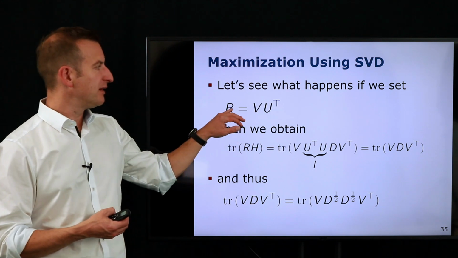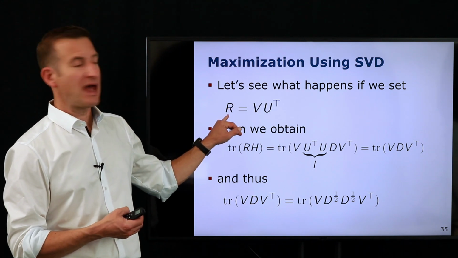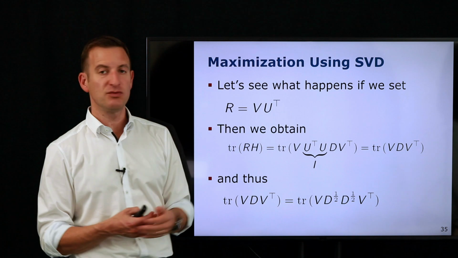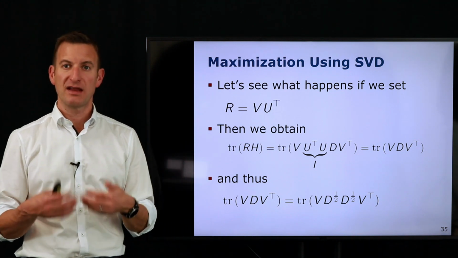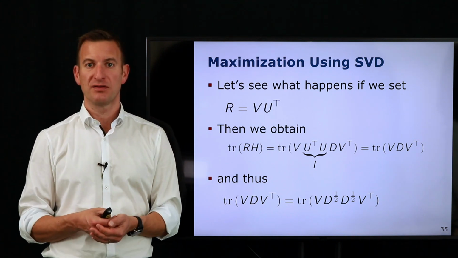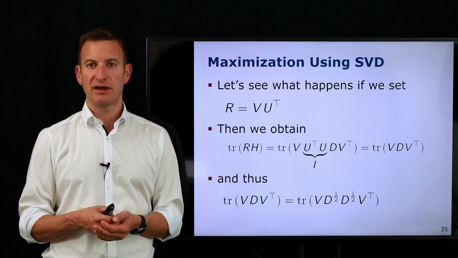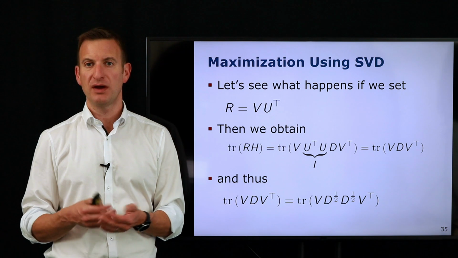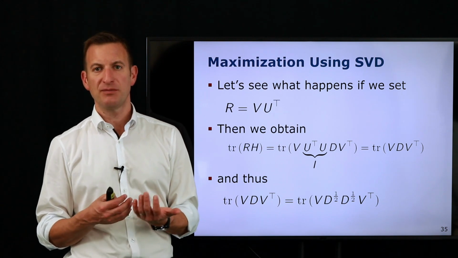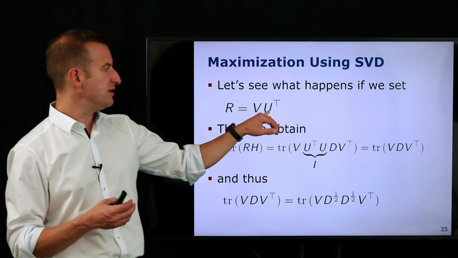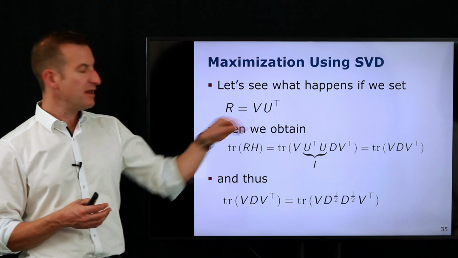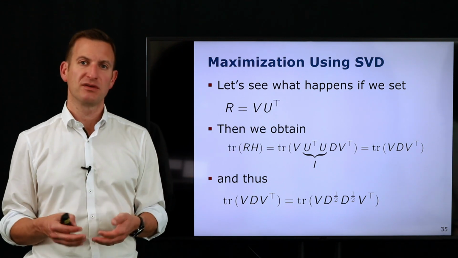Okay, so let's take R and let's see what happens if we set R as V U transposed. So again, I'm telling you how to set this matrix R. We take the singular value decomposition, so the matrices U and V that we get out of it, and use them to define R by setting R as V U transposed. And if we do that, let's see what happens.